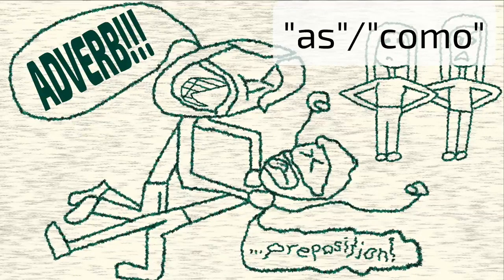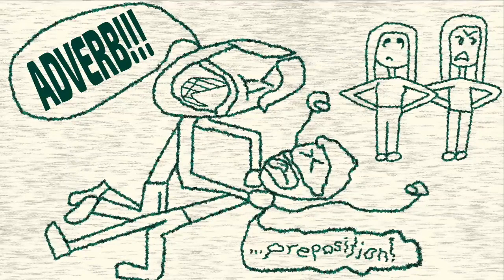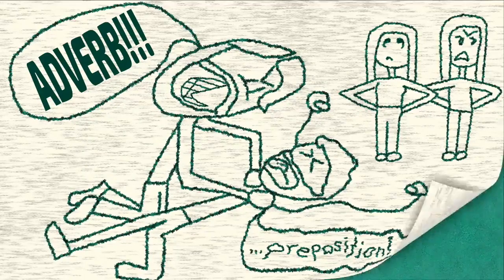In reality, we were arguing about the English word as, which is pretty much the equivalent of como in Spanish. Now, he insisted that as is a preposition or a conjunction, but I maintained that it's an adverb, which is, after all, what the dictionary calls it. It really doesn't fit into any category nicely. It's an entity unto itself.